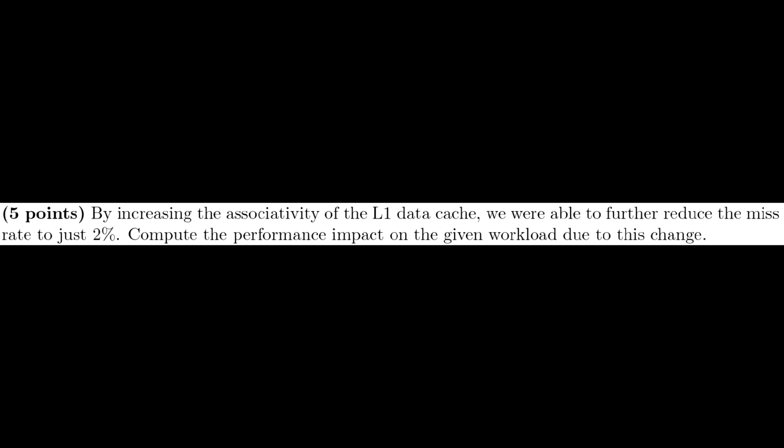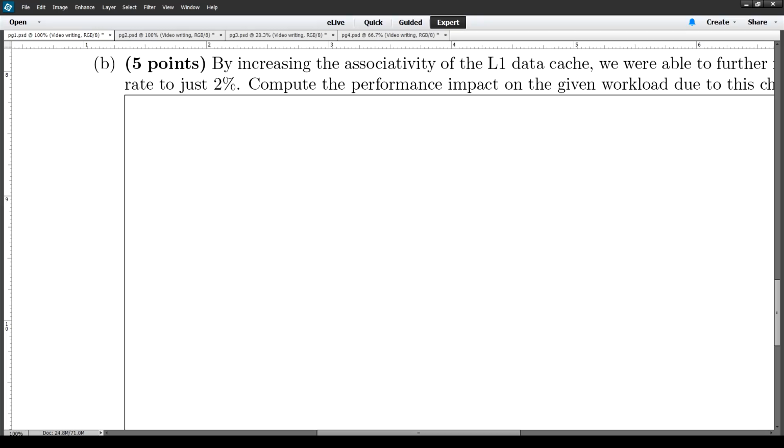Alright, so for problem 1b, we're looking for the performance impact on the given workload when we make this change to the cache. So in other words, we're looking for the change in execution time. There are two ways to interpret this. We can either compare the new 64 kilobyte cache to the first 64 kilobyte cache with the 4% miss rate, or we can compare it to the original 32 kilobyte cache. I chose to compare it to the original 32 kilobyte cache.